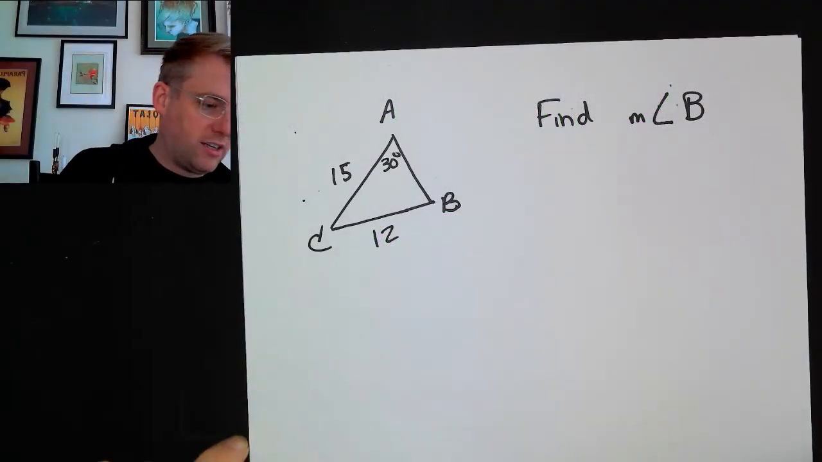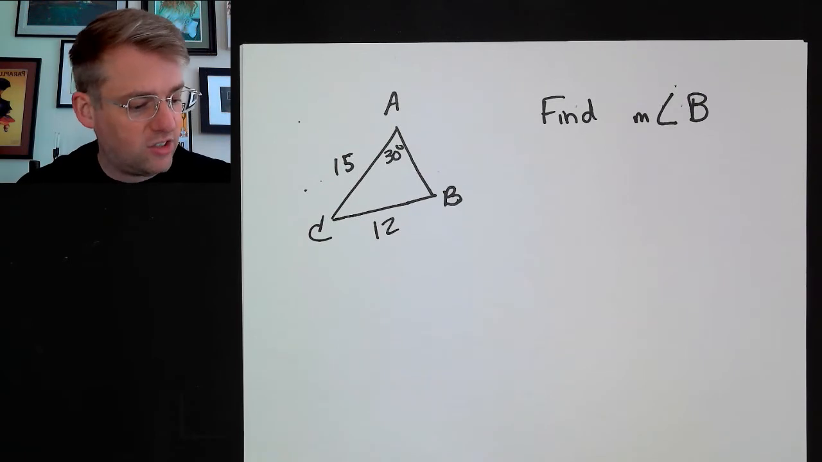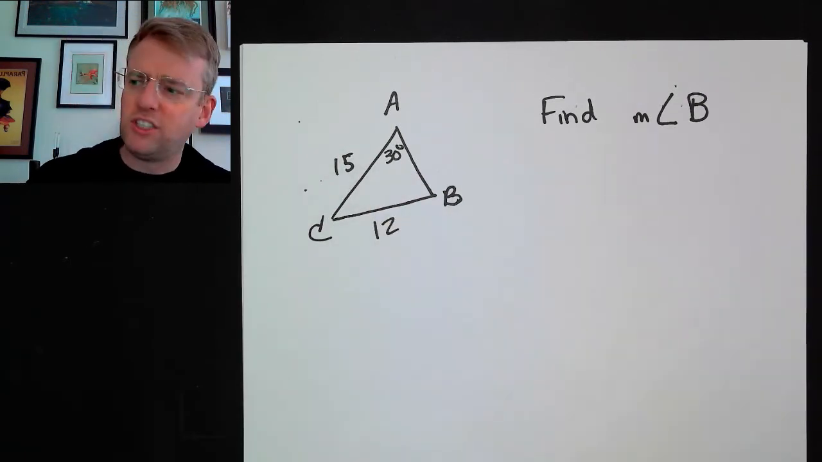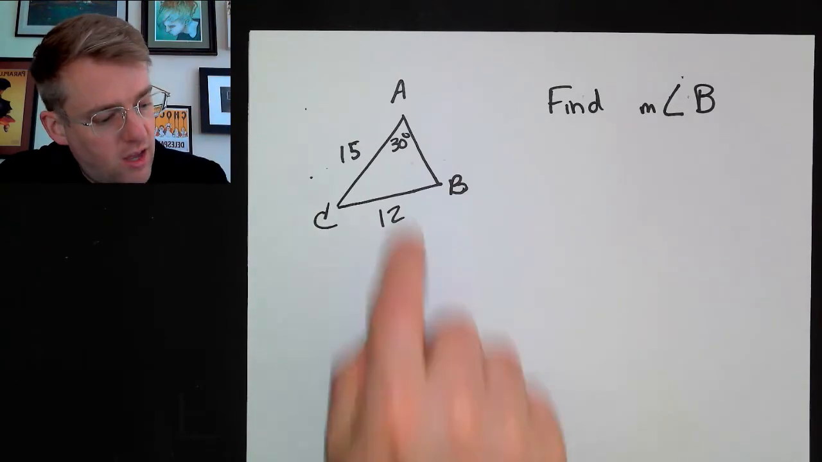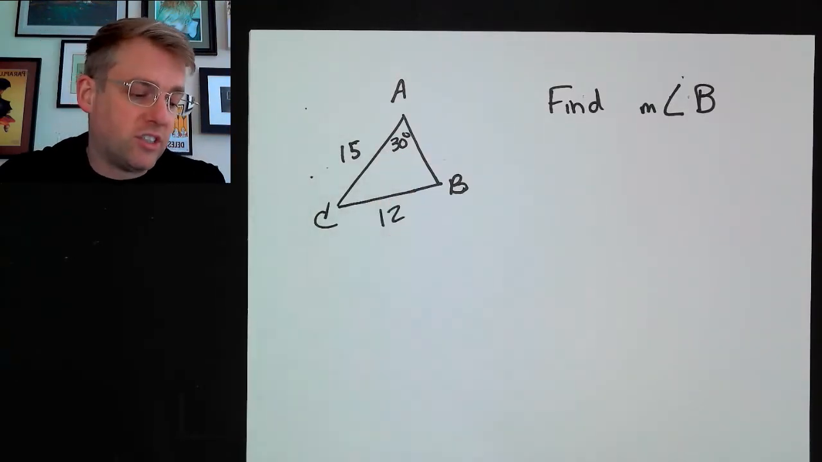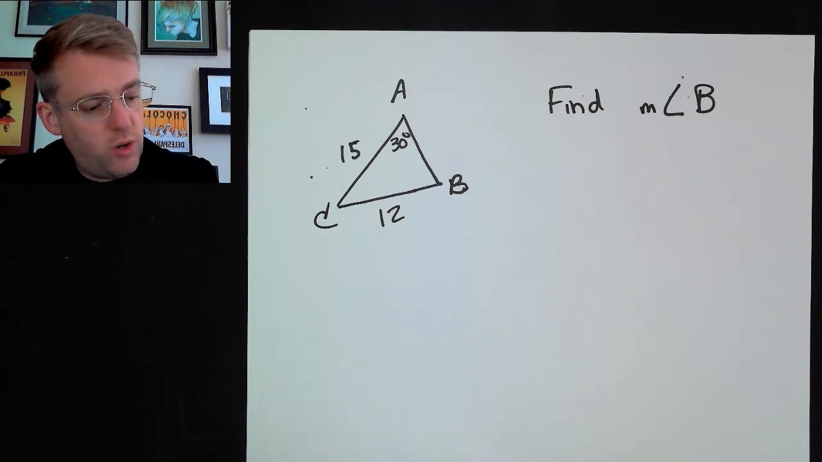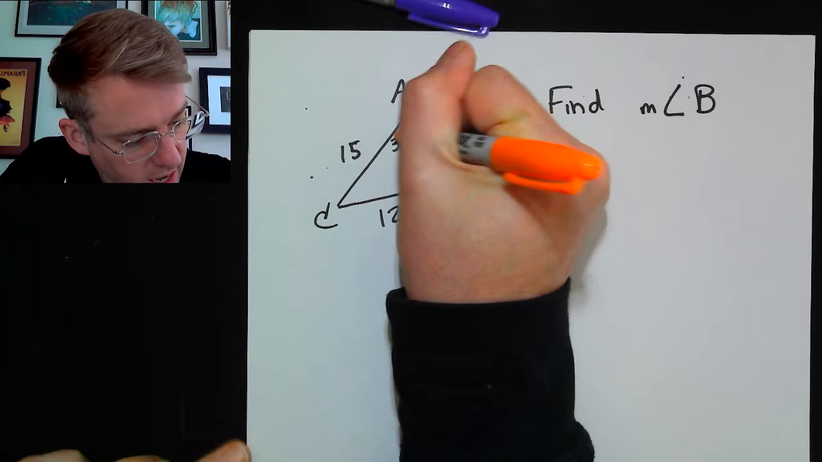So here's a triangle ABC, where we only know one of the angles is 30 degrees, which is pretty clearly drawn to a bad scale, but that's okay. If that angle is 30 degrees and the side across from it is 12, we would call that angle A and side little a.